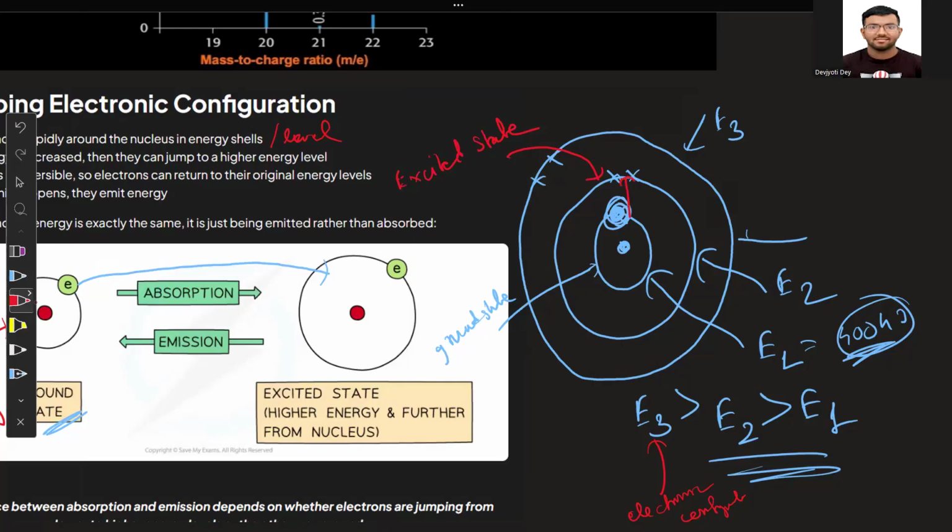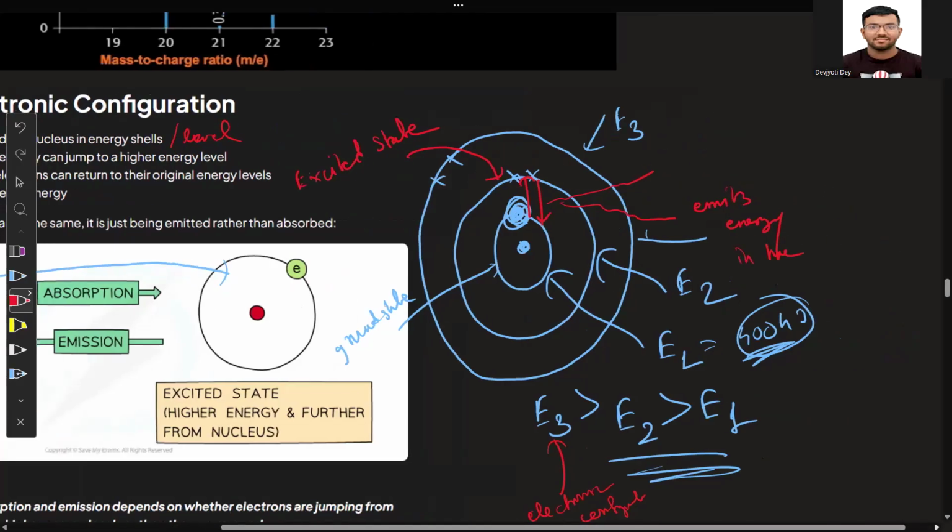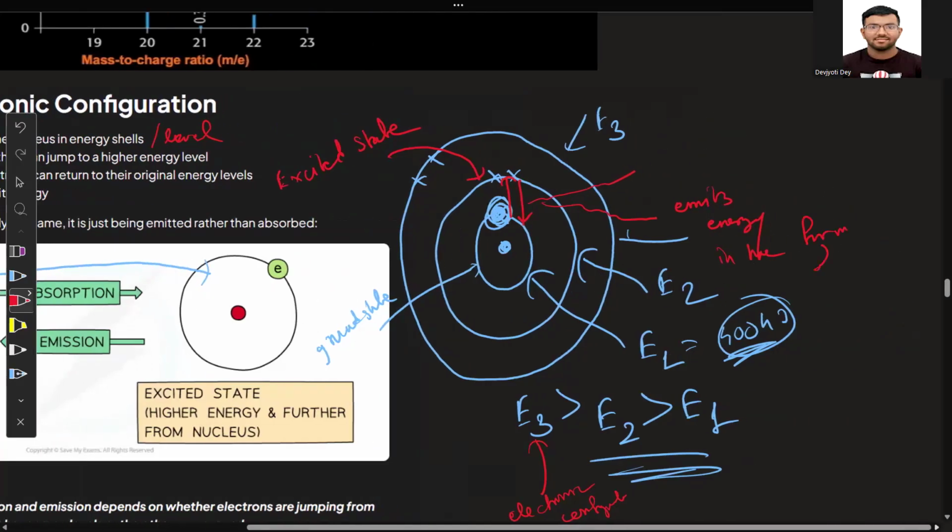After it moves there, it does not stay there for a long period of time. It then returns back again. When it returns back, it releases or emits energy in the form of waves.